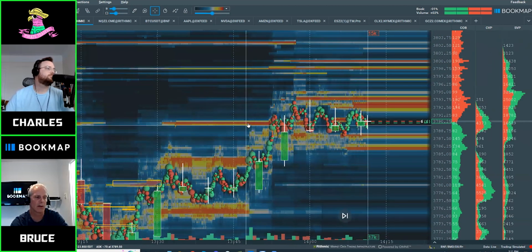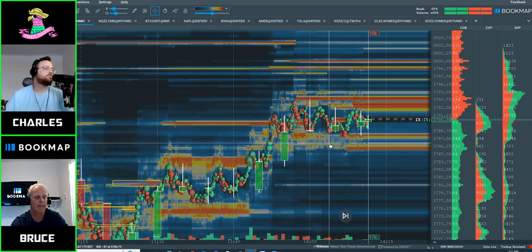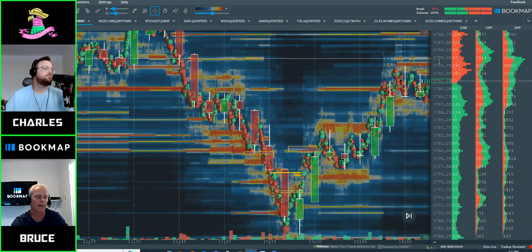Okay, so why these levels? Because that's where the sellers are, as simple as that. All right, so anyway, it's really just these three elements on the chart.